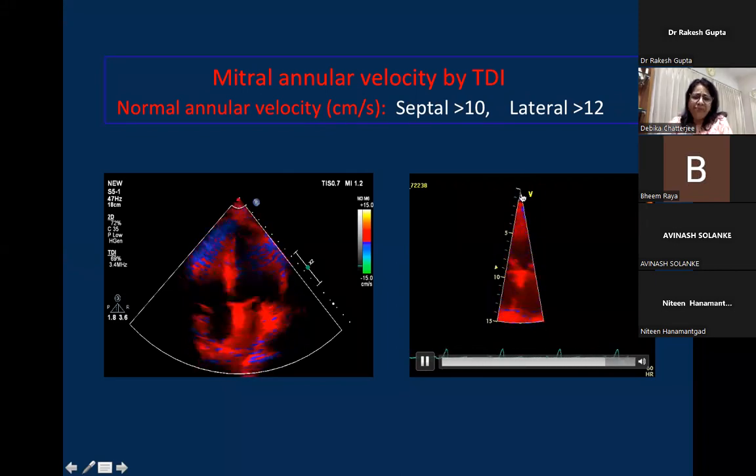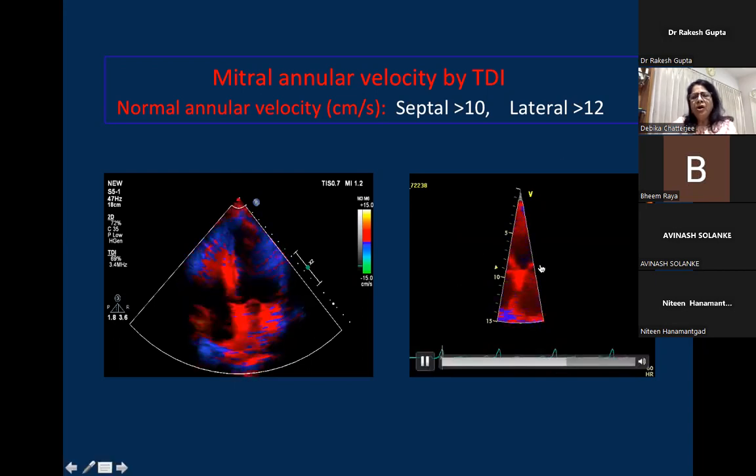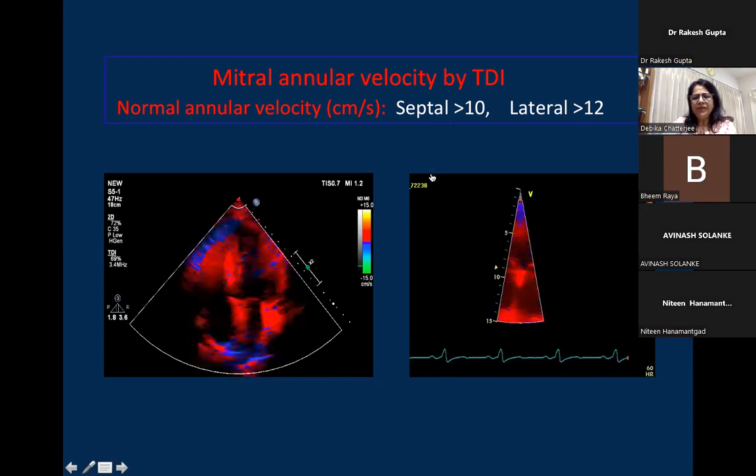We need a very high frame rate while doing tissue Doppler imaging. Normally, septal annular velocity is less than the lateral annular velocity. Normally the septum is 10 centimeter per second, and lateral is 12 centimeter per second.